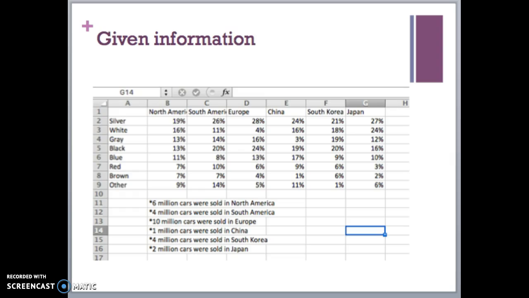We also know that there's a total of 6 million cars sold in North America, 4 million in South America, 10 million in Europe, 1 million in China, 4 million in South Korea, and 2 million in Japan.